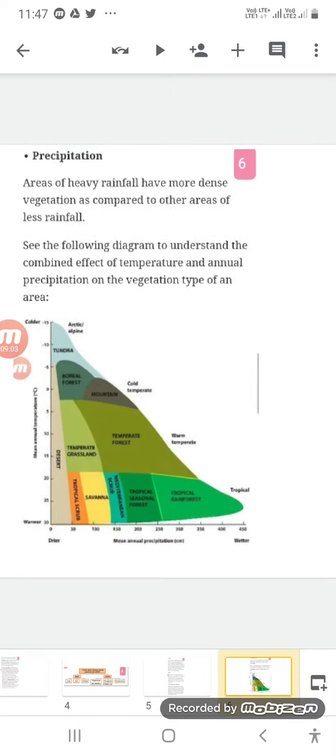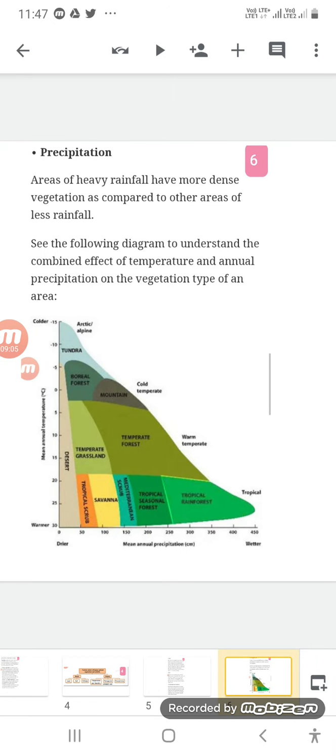Now the second climatic factor is precipitation. What is precipitation? It is the water released from the clouds. As we all know, it can be in the form of rain, freezing rain, sleet, snow, or hail. Areas having heavy rainfall support dense vegetation, the forests, etc., as compared to those areas having less rainfall.